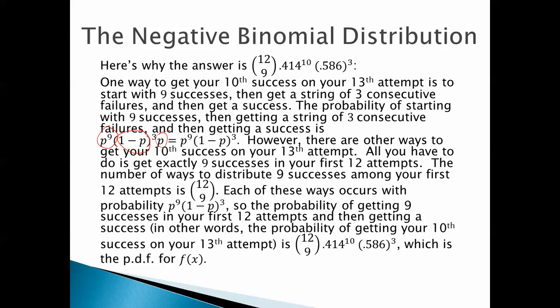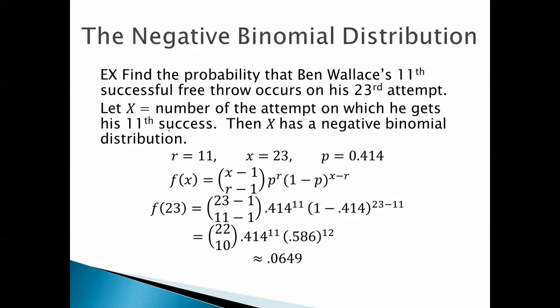However, there are other ways to get your 10th success on your 13th attempt. All you have to do is get exactly 9 successes in your first 12 attempts. The number of ways to distribute 9 successes among your first 12 attempts is 12 choose 9. Each of these ways occurs with probability p to the 9th times (1 minus p) cubed, so the probability of getting 9 successes in your first 12 attempts and then getting a success, in other words, the probability of getting your 10th success on your 13th attempt, is 12 choose 9 times 0.414 to the 10th times 0.586 cubed, which is the p.d.f. for f of x.